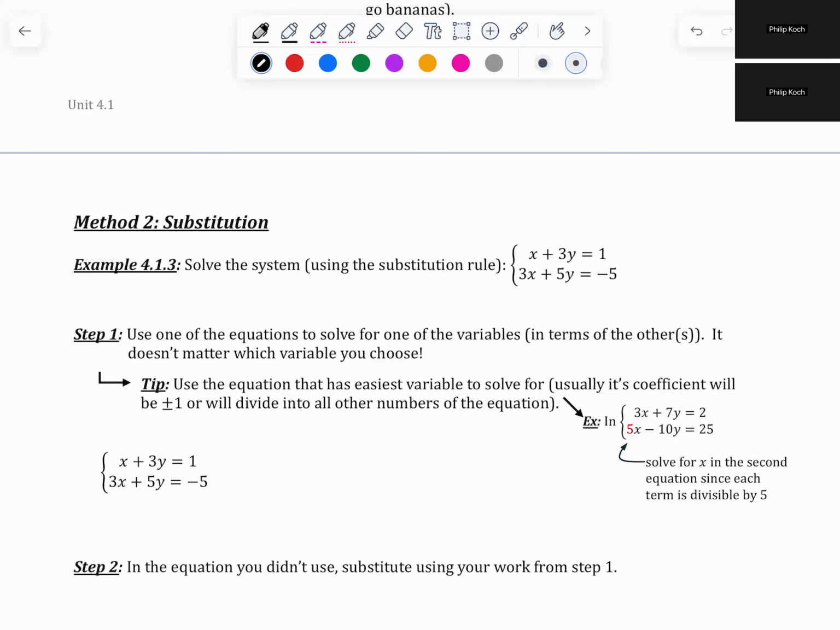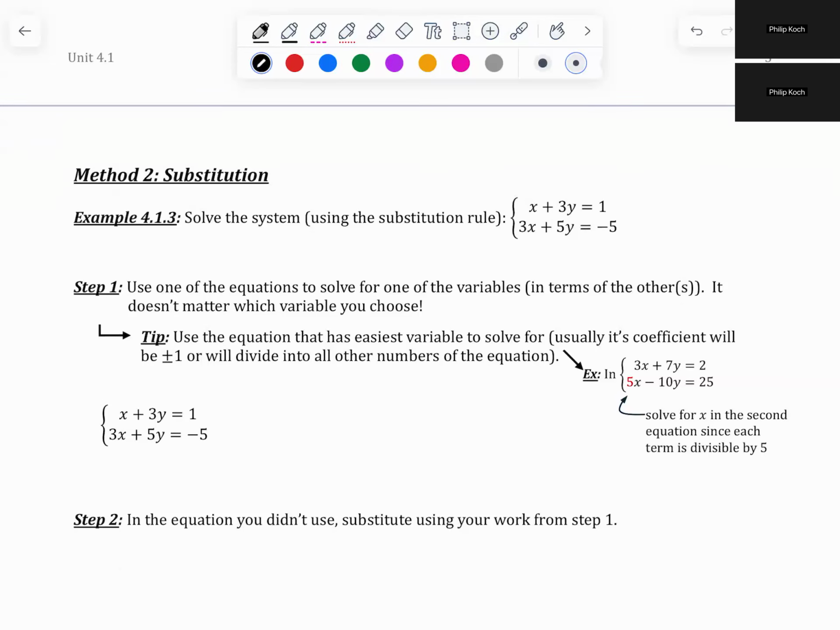So solve the system using the substitution method: x + 3y = 1 and 3x + 5y = -5. So what you're going to do with the substitution method is use one of the equations, it doesn't matter which, to solve for one of the variables in terms of the others. In this case, x in terms of y or y in terms of x, but in later problems with more variables, it'd be like x in terms of y and z, or y in terms of x and z, or z in terms of x and y, and so on and so forth. It doesn't matter which variable you choose as long as you stay consistent. However, it's usually best if you look for a variable that's easy to solve for. Usually its coefficient will either be plus or minus 1, or it will divide every other number in the equation.